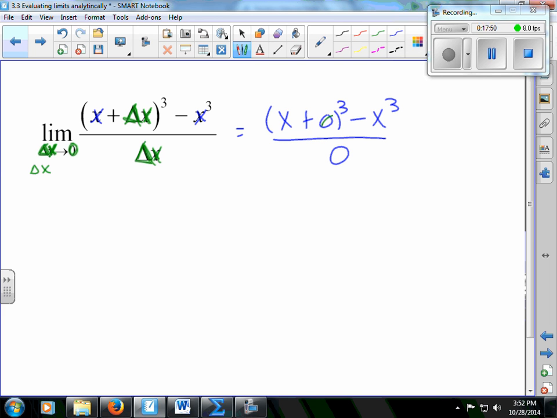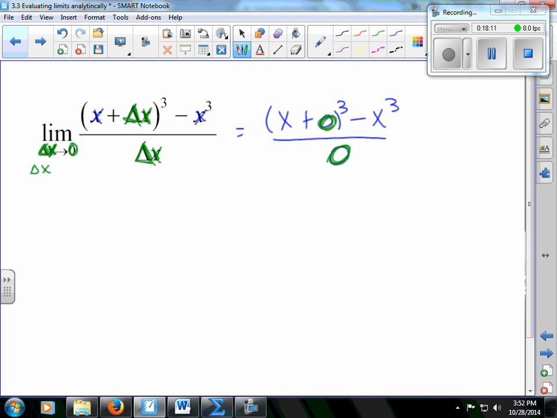Let me highlight again. The delta x parts are who are approaching 0. x is just a variable, and I am not doing a limit of x. I'm doing a limit of delta x. And so again, x is just going to carry through because he is not approaching 0. It's delta x who is approaching 0.